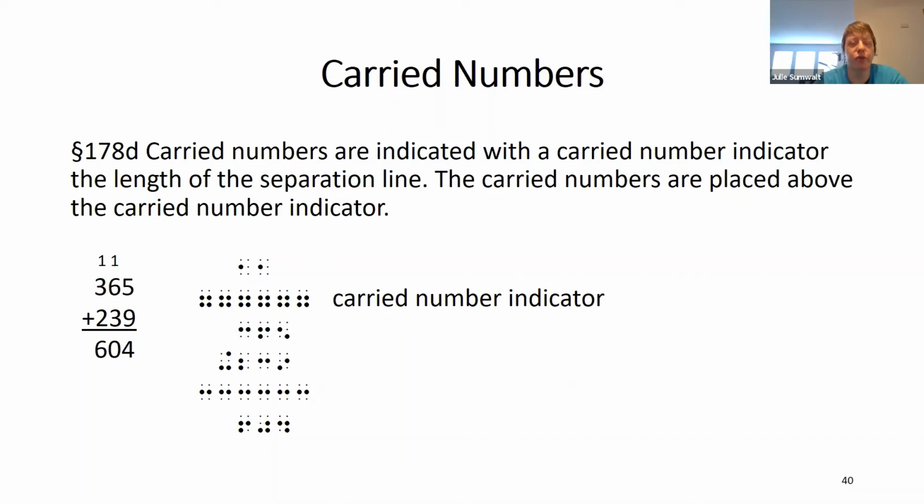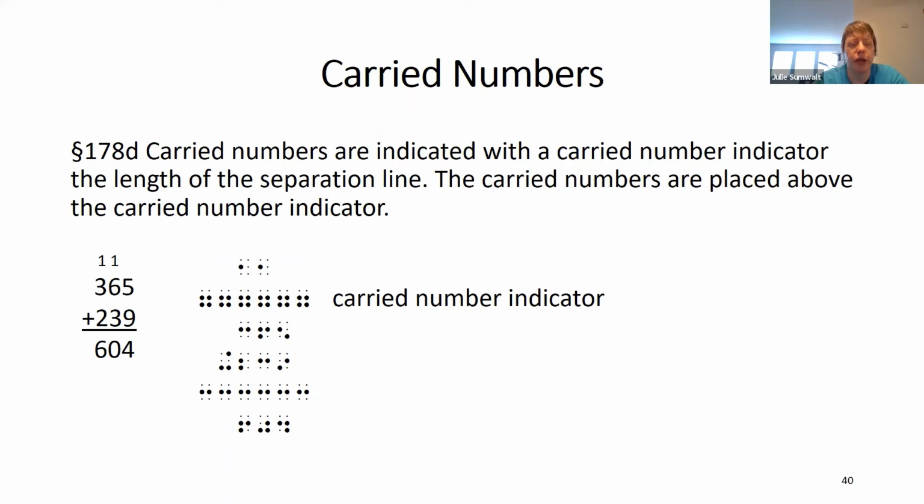What about carried numbers? Carried numbers are indicated with a carried number indicator, which is the length of the separation line. The carried numbers are placed above the carried number indicator. So again, no numeric indicator in spatial arrangements. There would be a blank line before and after. I just don't have room to show it on the screen. So here's a problem: 365 plus 239, carried numbers in the tens place and the hundreds place, equals, with that separation line, 604.